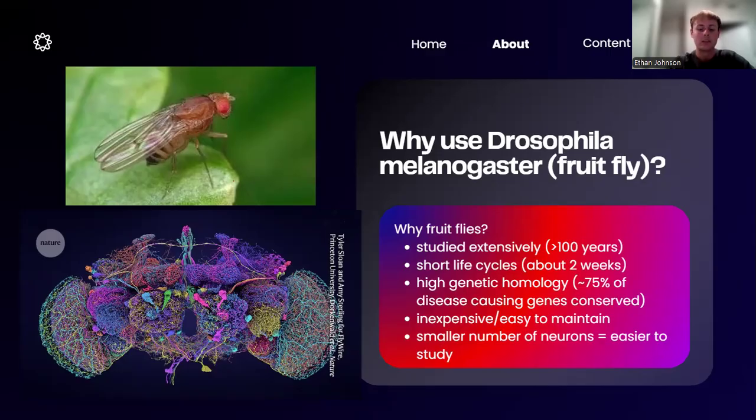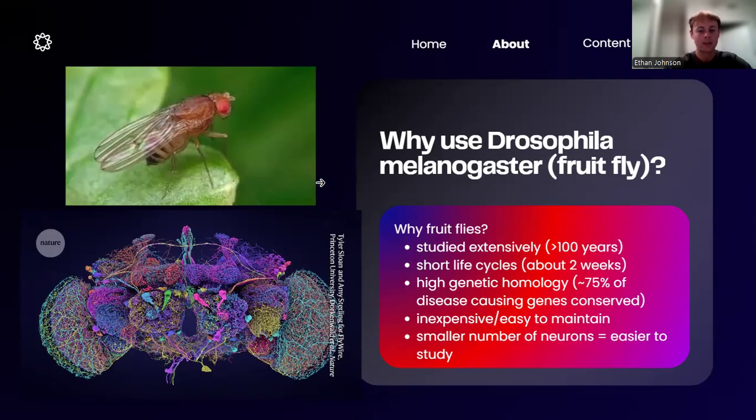And then they also have a short life cycle. So specifically when you're studying aging, you don't want to have a long life cycle because that's just going to prolong your experiment and make it more expensive. So this allows us to study aging better as well. And then they actually have a high genetic homology to humans. About 75% of the disease-causing genes are conserved in humans. So although we look very different, some of the same themes are present across organisms.